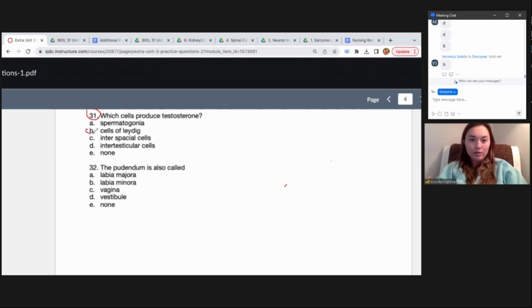Good. The cells of Leydig, right? We can also call those interstitial cells. Cells of Leydig or interstitial cells. Either would be correct.